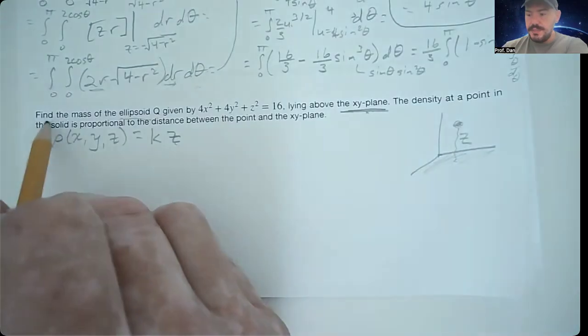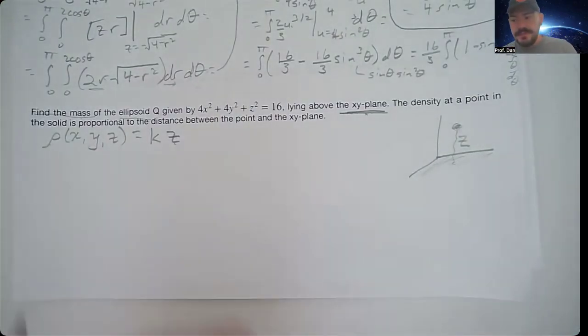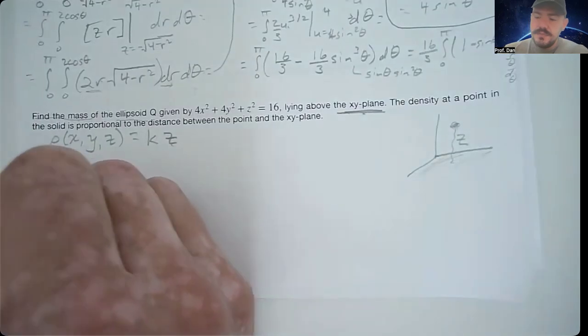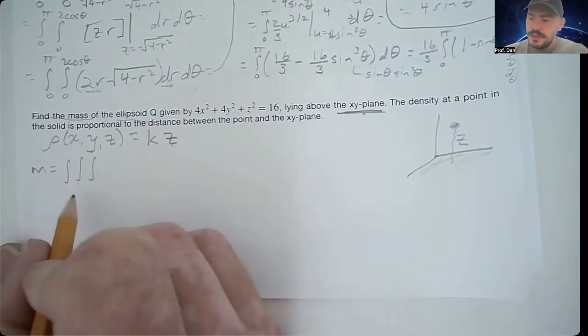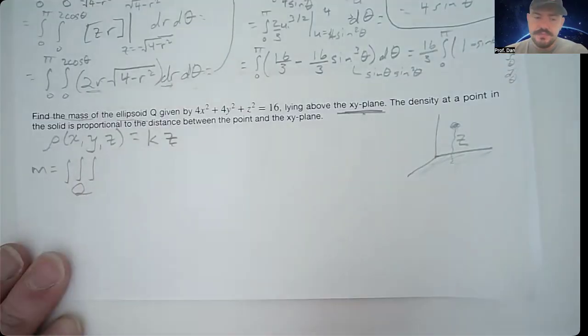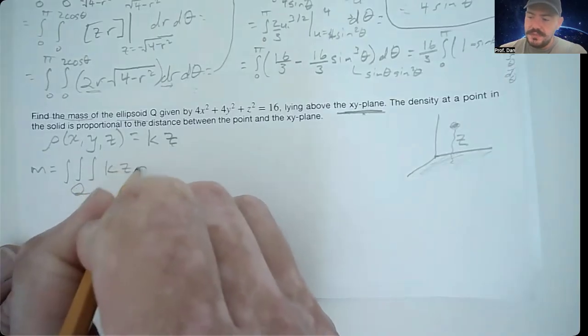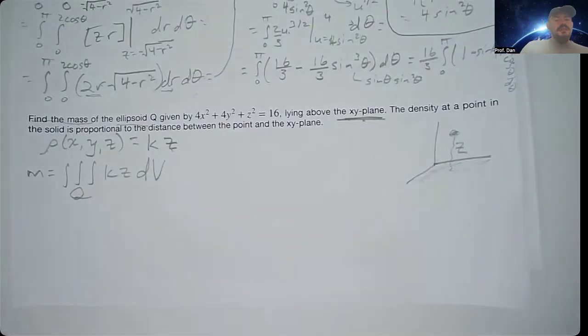We want to find the mass. So remember, mass is the zeroth moment or just the integral of the mass density. So essentially, all we're doing is we're finding the triple integral over the region Q of kz dV. So now we need to set up our bounds.